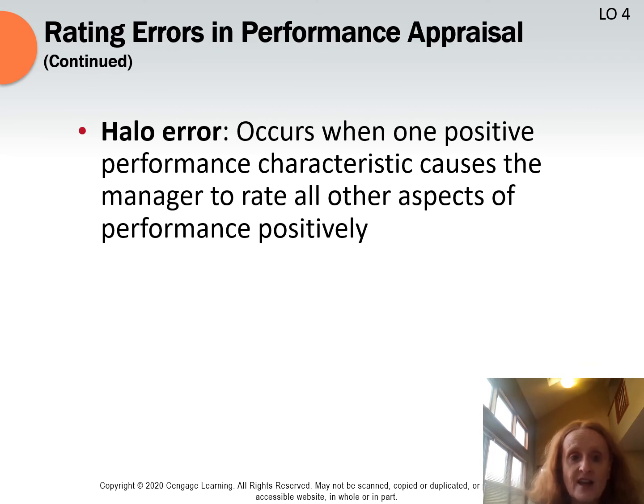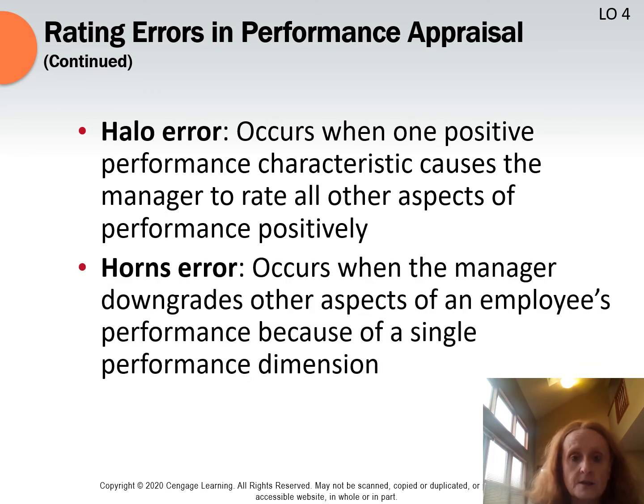The opposite of the halo error is the horn error. Again, this can happen in interviews as well. This occurs when the manager downgrades other aspects of an employee's performance because of a single performance dimension.